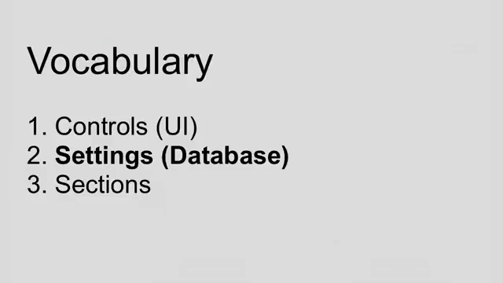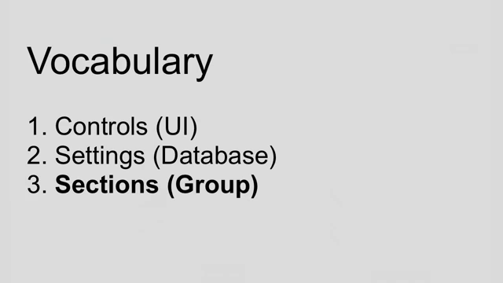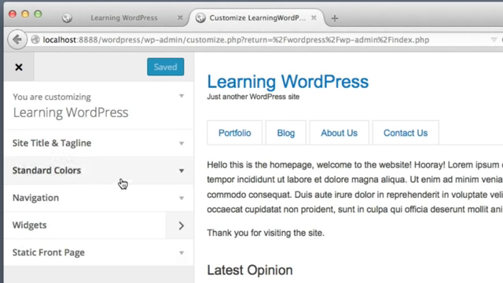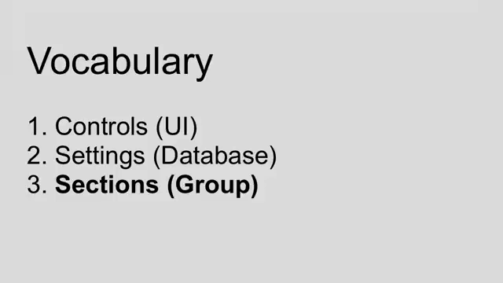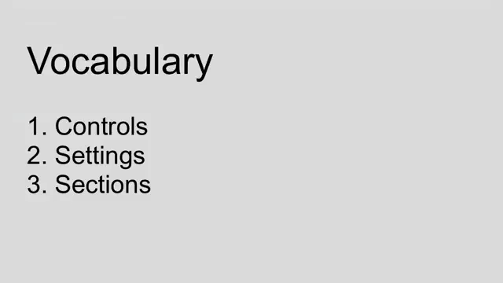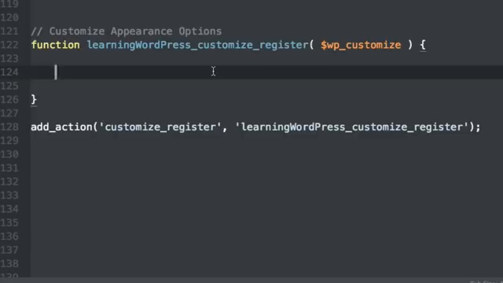a setting. And finally, a section is just a group of options. So examples of this would be site title and tagline, navigation. In our case, we are going to create a section named Standard Colors. You get the idea. All right, now that we have that shared vocabulary, let's write some code. So we want users to be able to choose a color for links on the page.